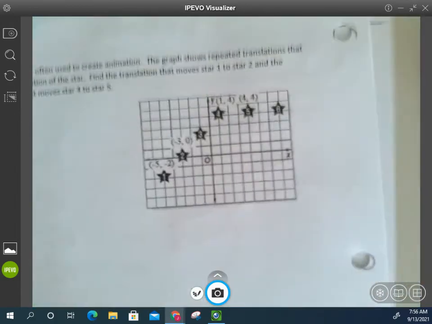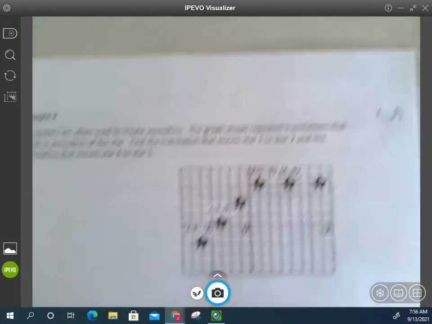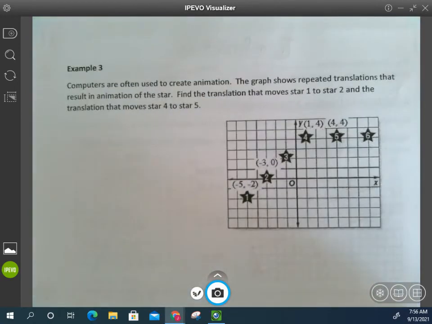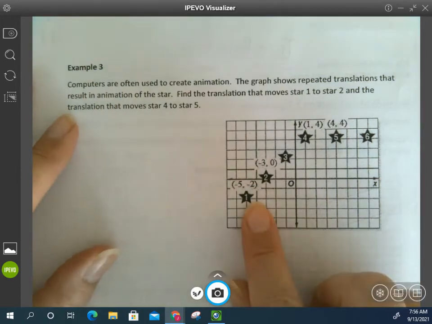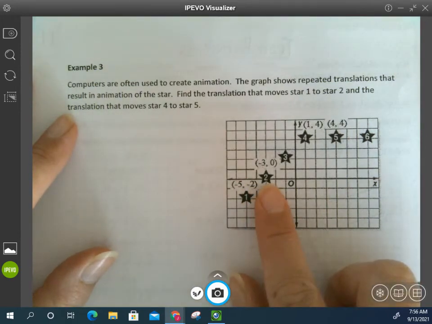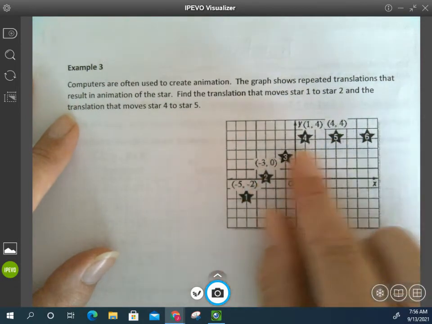All right, so continuing on. This is an application problem, but it's not something that we normally deal with because a computer programmer would do it. But computers are often used to create animation. The graph shows repeated translations that result in an animation of the star. So you can see you start with star 1, it moves up and to the right, it keeps moving up to the right, and then it starts only moving to the right. So you can go 1 through 6.